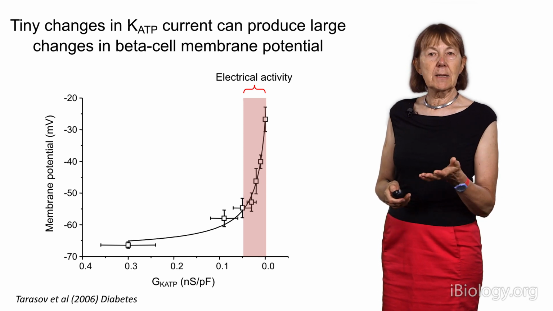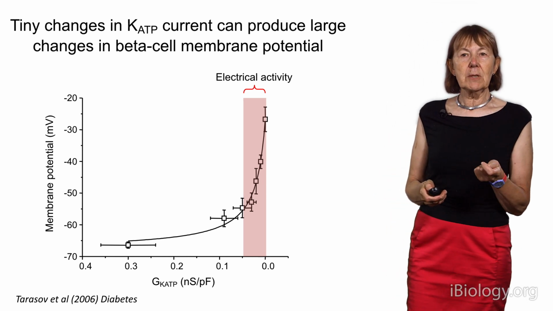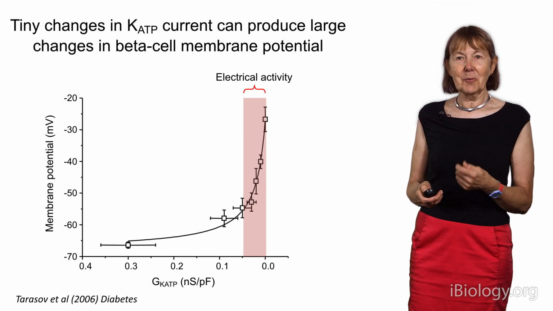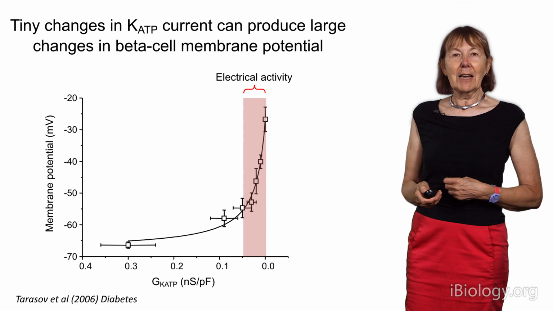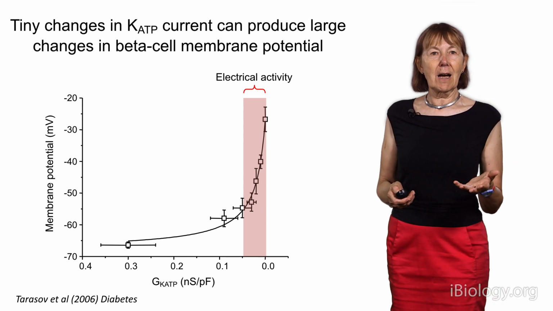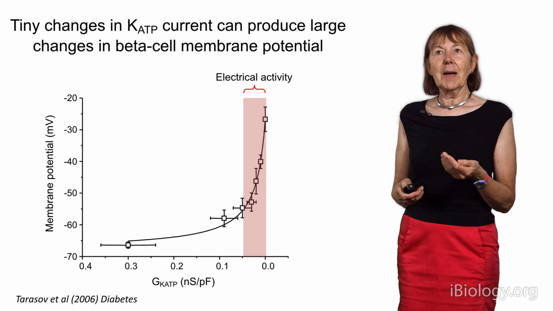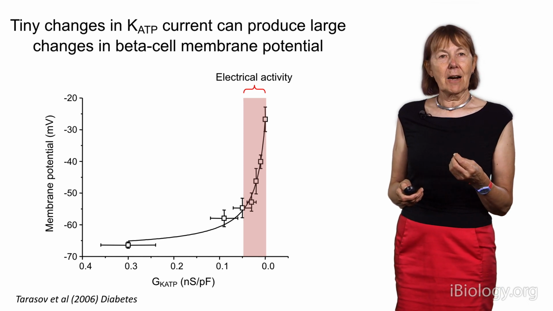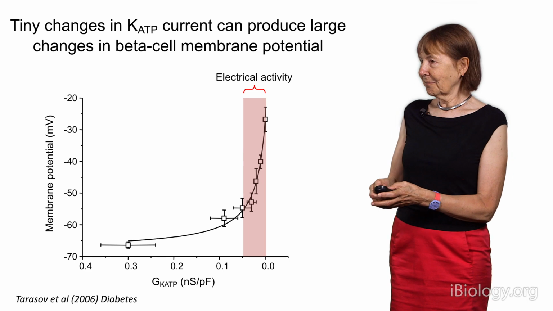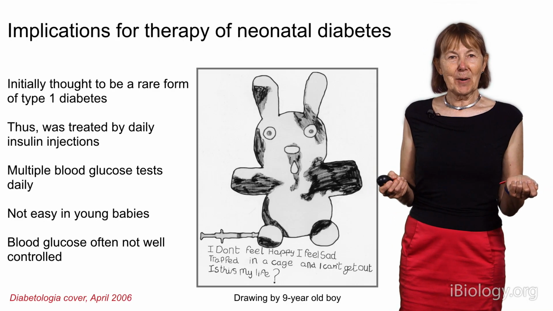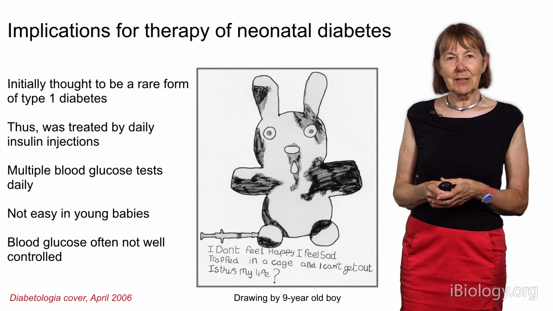And this occurs because the input resistance of the pancreatic beta cell is extremely high when most of the KATP channels are shut. And from Ohm's law, we know that V equals IR. In other words, if you have a high resistance, you only need a tiny current to produce a change in voltage. So the really interesting thing about these experiments was that they have implications for therapy.